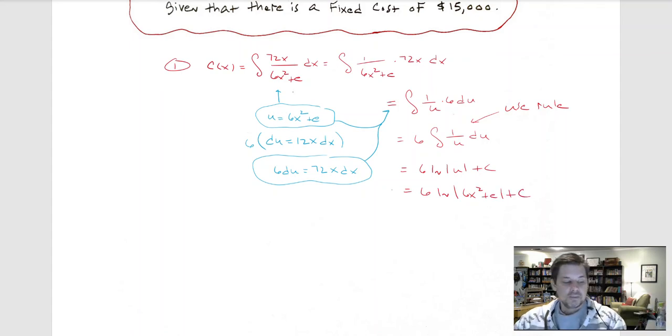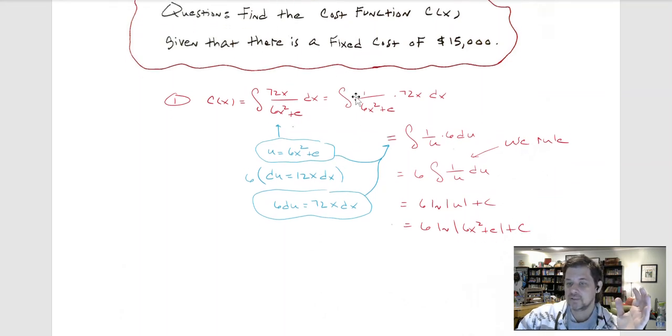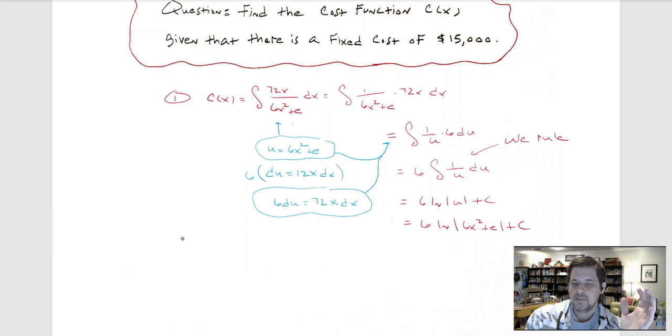Okay, so there we go. I've got a partial answer. Now my question was to find the cost function, so let's write it down this way. Let's say partial answer. This definitely isn't the final answer. But we could say the cost function is 6 natural log absolute value 6x squared plus e, plus capital C.